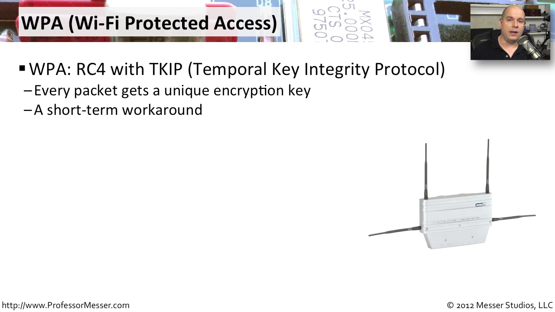When this vulnerability was found, we realized very quickly we needed an alternative. And so a workaround was created called WPA. That stands for Wi-Fi Protected Access. WPA used an encryption method called RC4 along with something called TKIP, which stands for Temporal Key Integrity Protocol. And what TKIP did was every packet would be assigned a different key. This would hopefully get around some of the problems that we found with the vulnerabilities inside of WEP. But this was only a short-term workaround. This was something put in place so that we could use exactly the same hardware, but still provide some security to the data going over our wireless network.